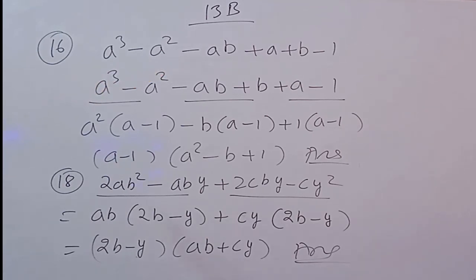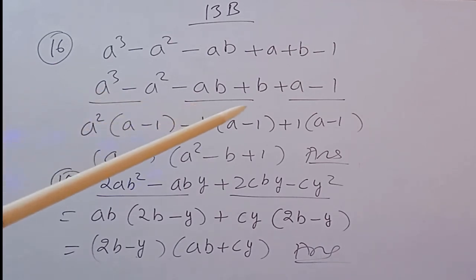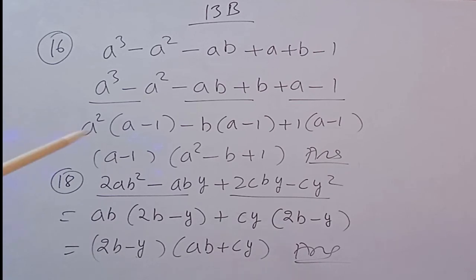So in the first pair we are having the common a square, so in the bracket we are getting a minus 1. In the second pair we are having the minus b common, so in the bracket we are getting a minus 1. In the third pair we are getting 1 common, so plus 1, and then in the bracket a minus 1. So in the third step, whenever we see a minus 1 is common in all these three terms, take the a minus 1 common, and inside the bracket we are having a square minus b plus 1. So in that manner you can do question number 16.